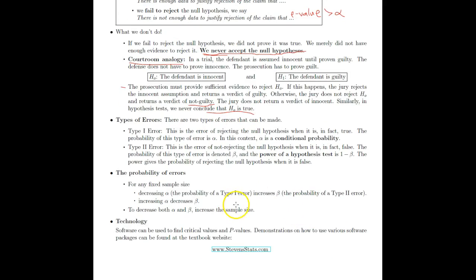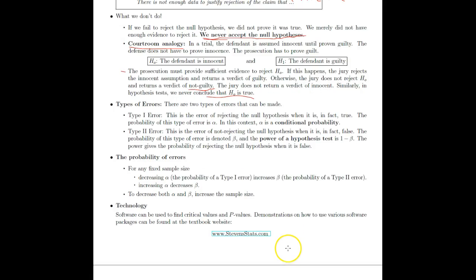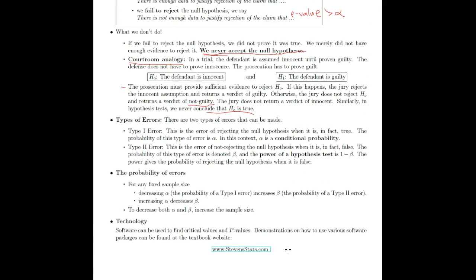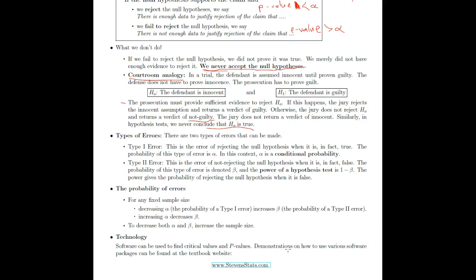There are two types of errors here. I'm not really going to get into these too much, or into the probability of these errors either. And the last thing I'll mention is that software can be used to find critical values and p-values. You can go to stevenstats.com and see the demonstrations for those, and I would strongly recommend you do it.